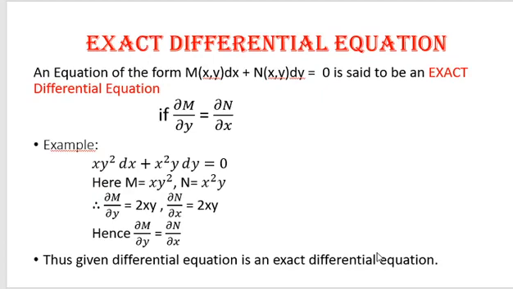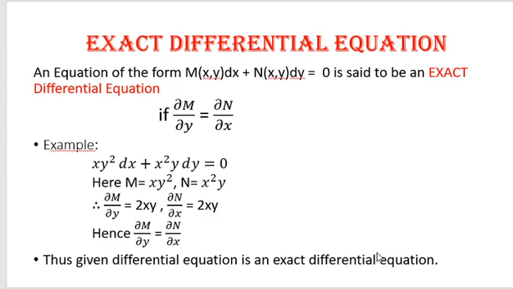Now we are differentiating the function M partially with respect to y and N partially with respect to x. If the partial derivatives of M with respect to y and N with respect to x are equal, then we say the given differential equation, that is M(x, y) dx + N(x, y) dy = 0, is an exact differential equation. And we will give one illustration for this exact differential equation.